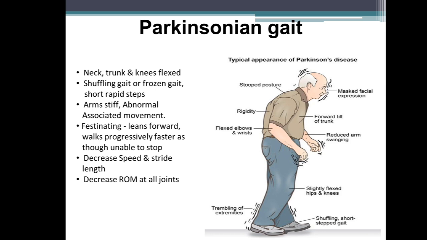As shown in the figure, there is the typical appearance of Parkinson's disease: stooped posture, masked facial expression, rigidity, forward tilt of the trunk, reduced arm swing, shuffling or short-step gait, and trembling of the extremities.